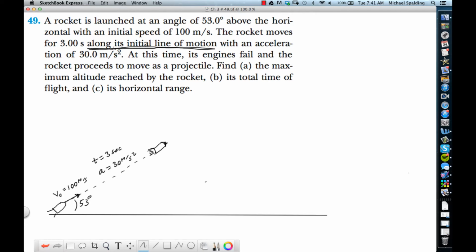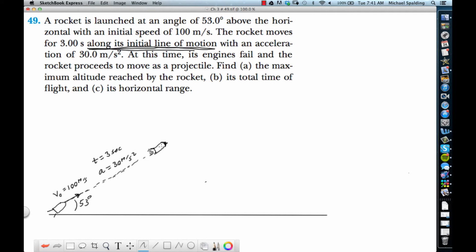What does that mean? Is it a projectile yet? No. This is like chapter 2. This is one-dimensional motion. Same thing as a car driving down a straight road. This rocket is going in a straight line until it reaches this point.